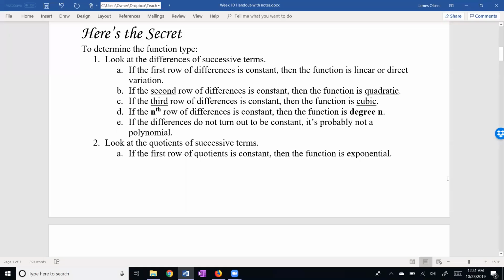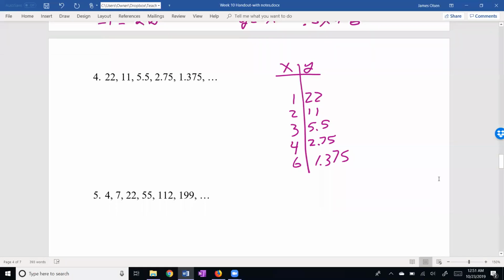So we go to step 2, which is looking at the quotients of successive terms. So now we're going to take the second term divided by the first term. The second term divided by the first term is 1/2. This is what I'm multiplying by. This is the common ratio. 1/2, 1/2. I hope you see the similarity to what we did back with geometric functions. So answer A here is geometric or exponential.